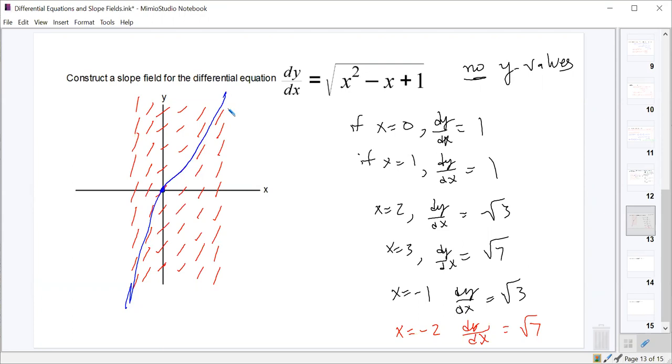Does that make sense? We could pick any point on here if we wanted to, like let's say this point, and it should flatten out a little, then go back to 1, then get very steep. Good or no? Good. All right. Cool. That's the basic idea of slope field.